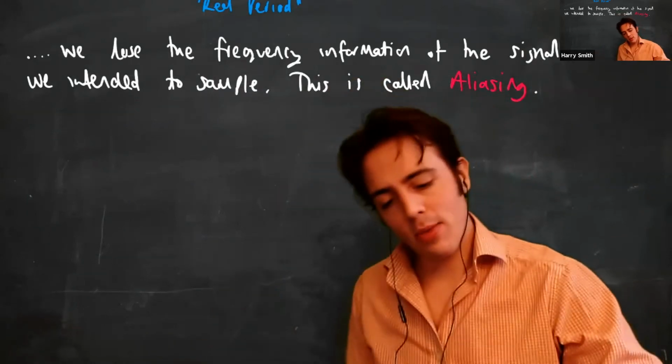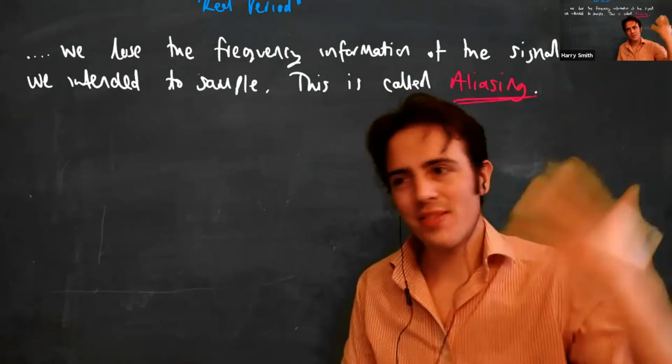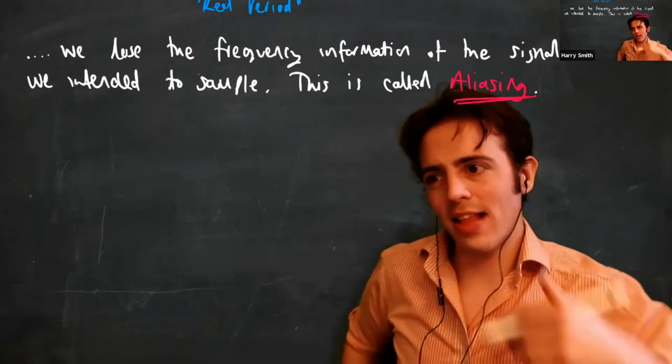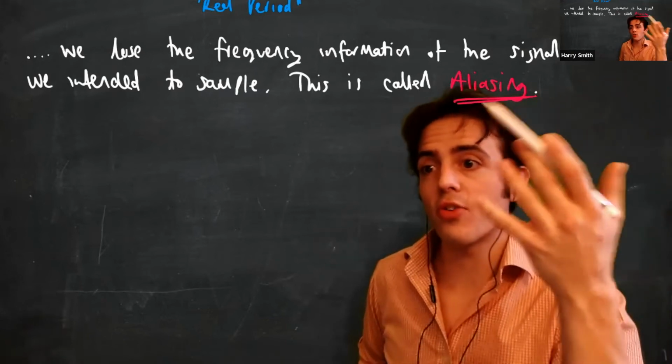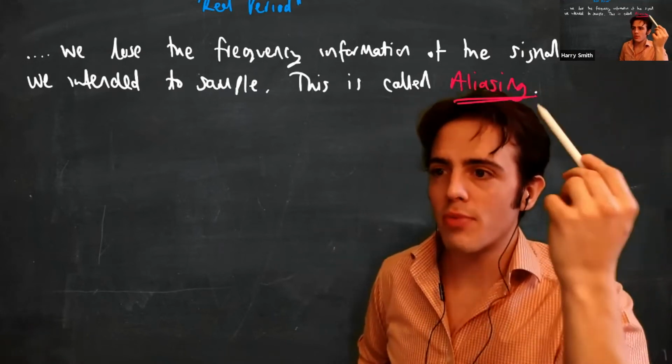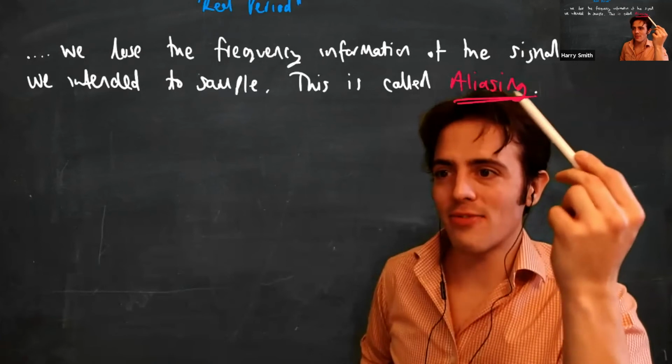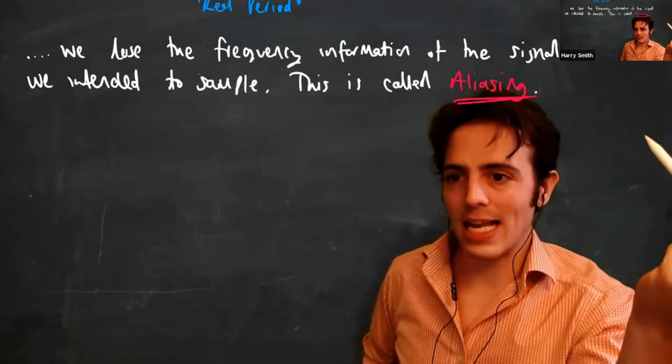And aliasing, we can think about what the word alias means. You probably know I like my English language. Alias just means to look like something else, okay, or a pseudonym. So if the reproduced signal looks like it has a different frequency, it has been aliased.